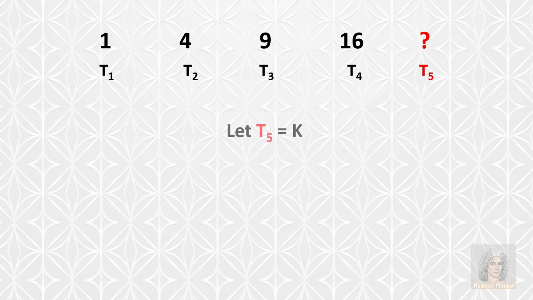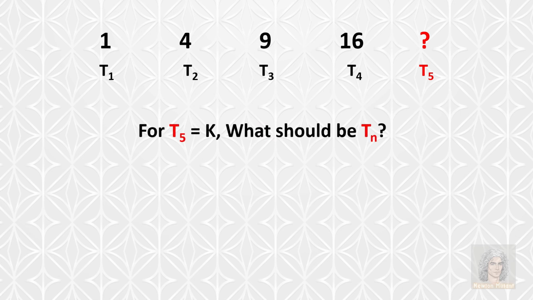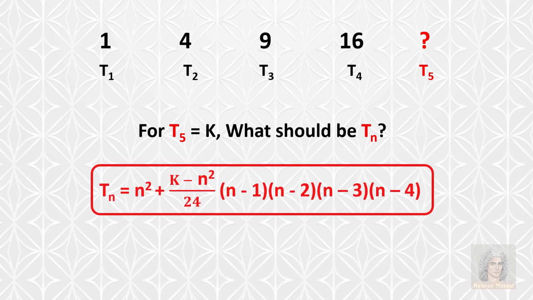Let's say k is the number you want as the next term. k can be anything: 1500, or 20 million, or negative 0.5, or literally any number. Now the question is, to get t5 equal to k, what should be the nth term? Look at this. It's a slight modification of the same nth term I used before, by introducing an additional term to the product. Let's plug in n equals 5 here and see what t5 would be.